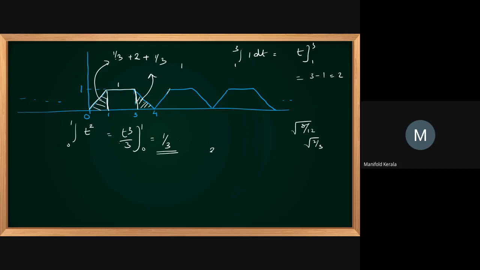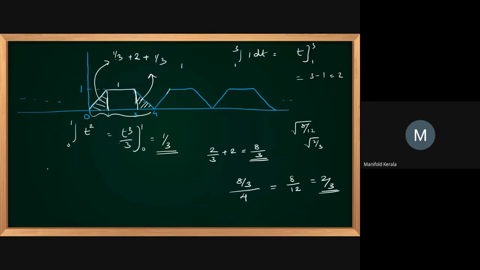So the total energy will be 2 by 3 plus 2, which is equal to 2 plus 6, 8 by 3. This will be the total energy, right? Now I need to take 1 period's energy divided by the 1 period time. So 8 by 3 is the energy in 1 period, divided by the period, which is 4. So that is 8 by 12, right? Which is equal to 2 by 3.